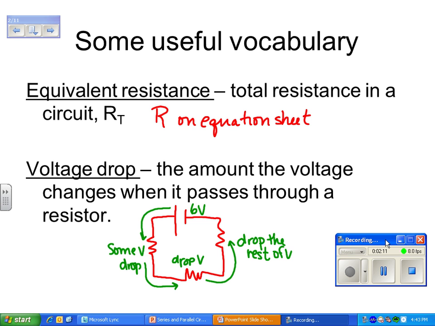And so if this was a circuit with equal resistors, you'd drop, well, I don't know, 2 volts here, 2 volts here, and 2 volts there. That adds up to 6 volts, and you get back and your battery pumps more voltage in.